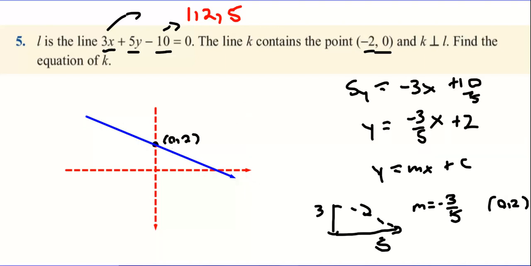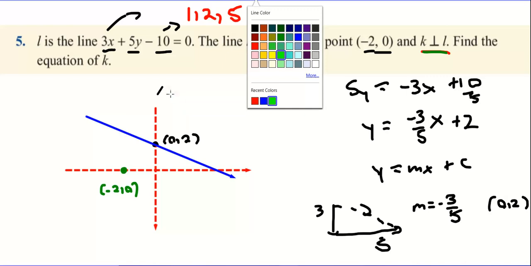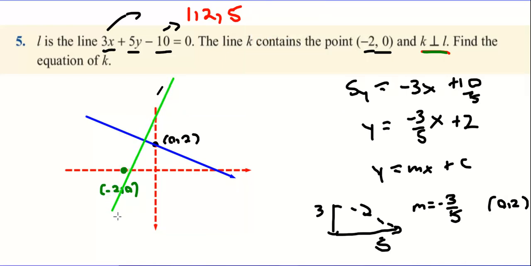The next thing we're given is a point K, which I'll represent using a green dot. K is the point minus 2, 0, and minus 2, 0 is around here somewhere. What we're looking to do is form a green line that hits the blue line perpendicular. We want a green line that hits the blue line at 90 degrees, but also has to go through the point minus 2, 0, right here.